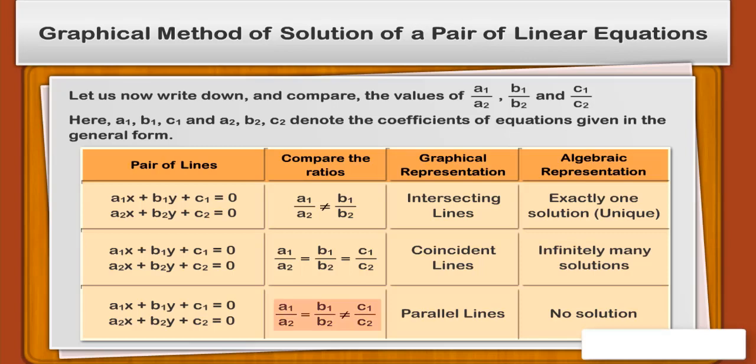And when A1 upon A2 is equal to B1 upon B2 is not equal to C1 upon C2, then graphical representation of the equations is a pair of parallel lines, and such a pair of equations has no solution.